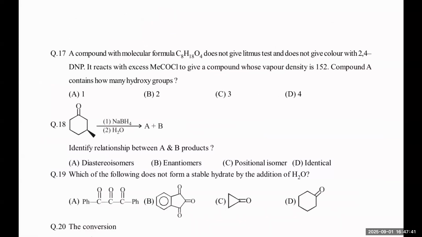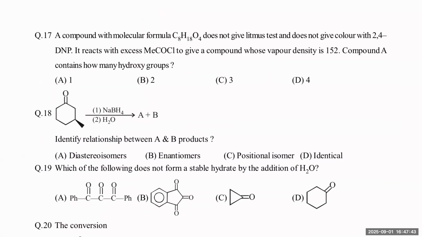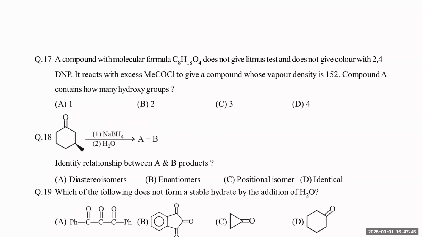Next, a compound with a molecular formula does not give litmus test, that means there is no alcohol in it, and does not give color with 2,4-DNP, that means there is no aldehyde or ketone form also. It reacts with excess of MeCOCl to give a compound whose vapor density is 152. Compound A contains how many hydroxyl groups?